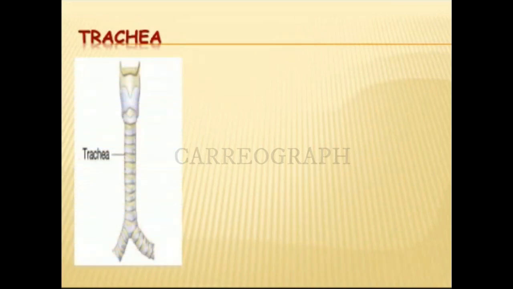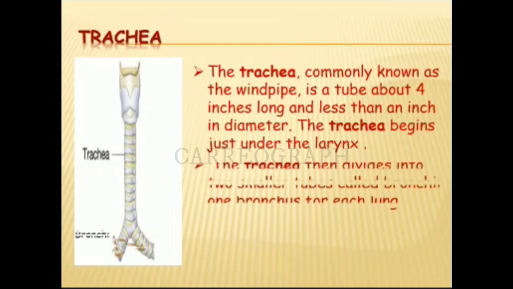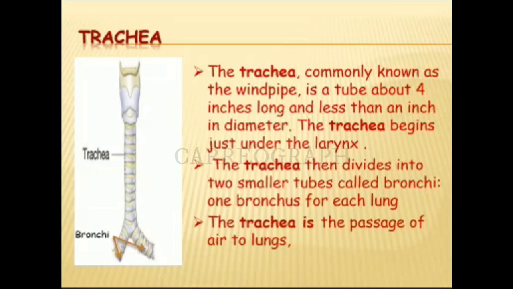Trachea is a muscular tube-like structure, and is commonly known as windpipe. This tube is about 4 inches long and the diameter is less than 1 inch. The trachea begins just under the larynx. This trachea in the lower end is divided into 2 smaller tubes called bronchi. One bronchus in each lung. This trachea is the passage of air to lungs. Friends, now we will see about the lungs.